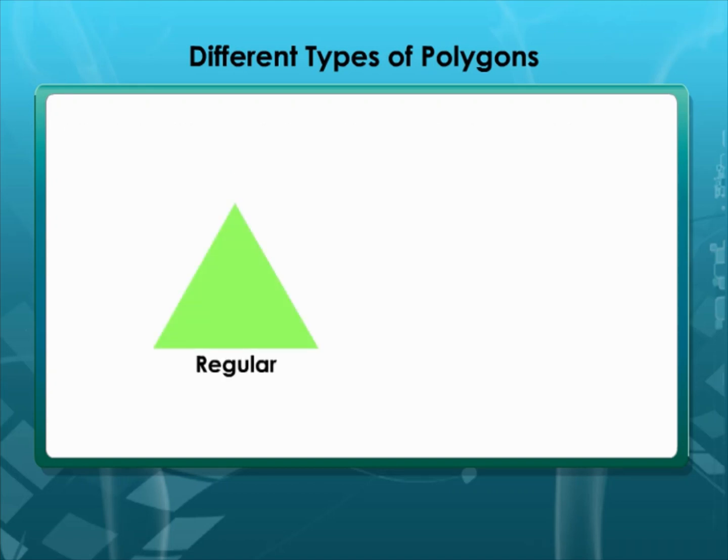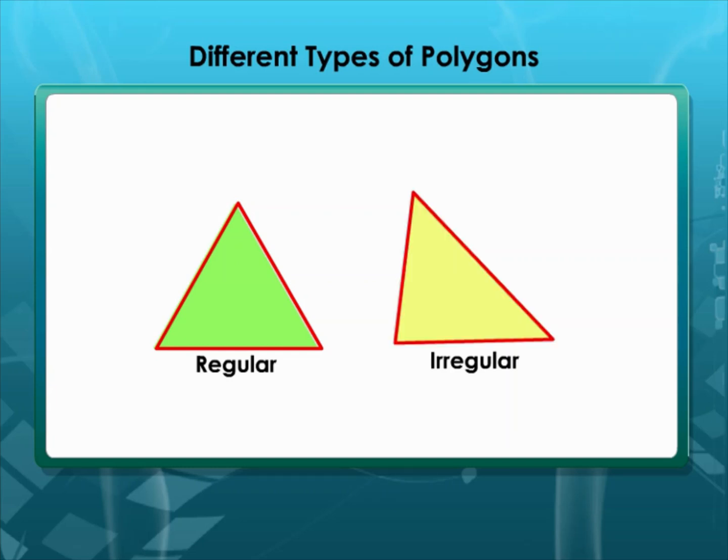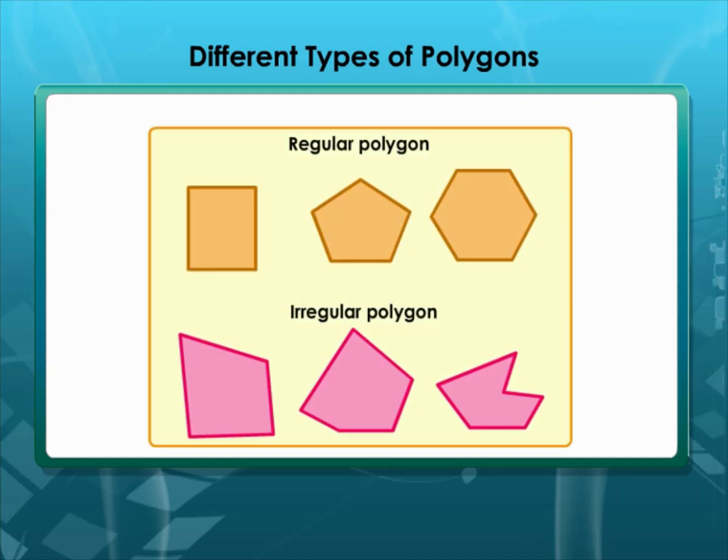Now we will see regular and irregular polygons. A polygon is regular only if all angles are equal and all sides are equal, otherwise it is irregular. In this triangle, all the three sides are equal and all the angles are also equal, so it is regular. In this triangle, the sides are not equal and the angles are also not equal, so it is irregular. These are some of the examples of regular and irregular polygons.